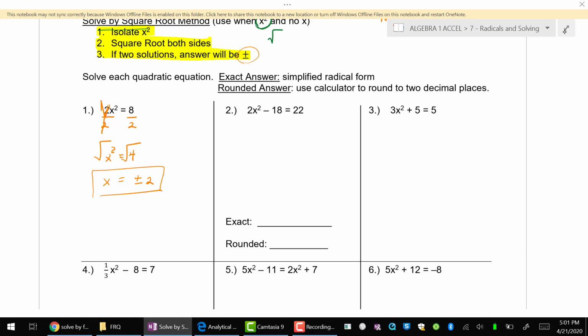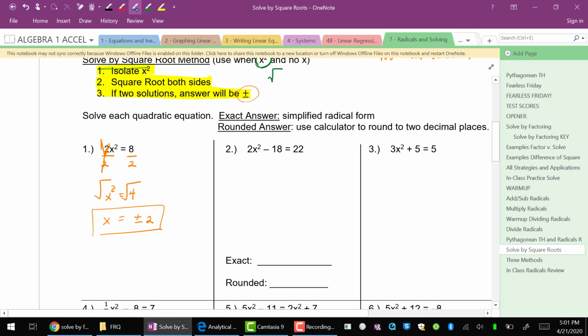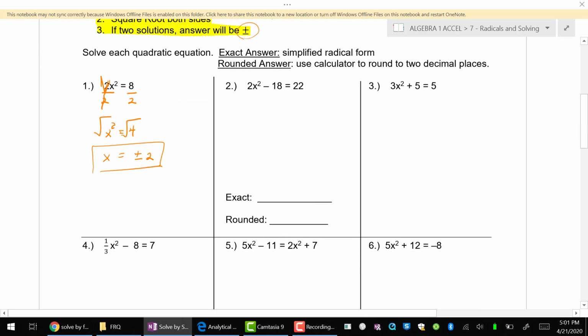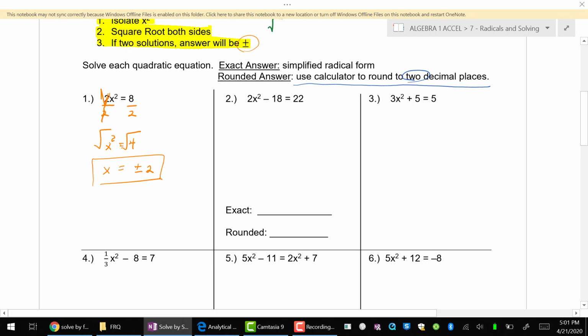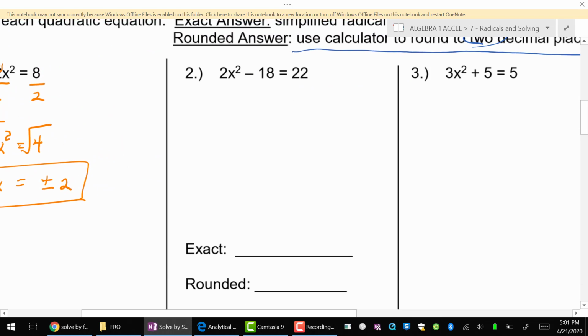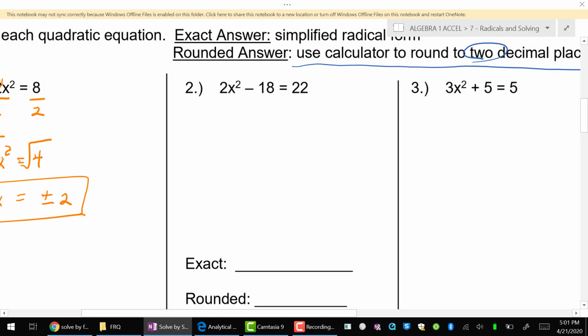In the next example, I'd like to get both an exact and a rounded answer. So I'm going to use my calculator for this one here. And we're going to round, it says, to 2 decimal places. So notice that in the directions. Problem number 2. Solve 2x squared minus 18 equals 22. Let's first add 18 across to both sides, which would be 40 on the right-hand side. Divide both sides by 2 to get x squared by itself, and I have x squared equals 20.